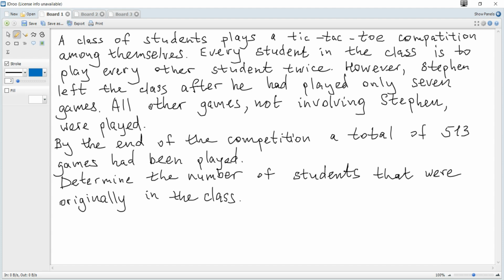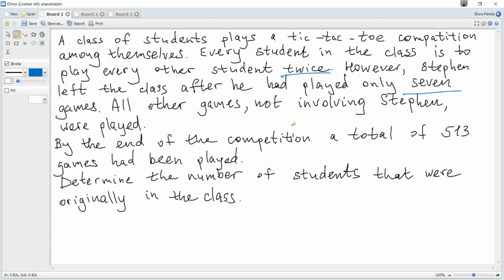A class of students plays a tic-tac-toe competition among themselves. Every student in the class is to play every other student twice. However, Stefan left the class after he had played only 7 games.